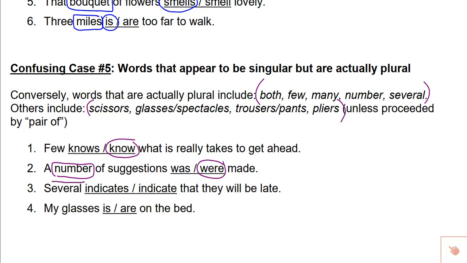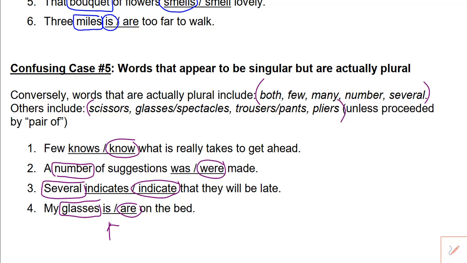Several is actually plural. Several indicate that they will be late. My glasses, that is plural, are on the bed. Even though it's one set of glasses, they're on the bed. Now, if it said, my pair of glasses, then we would choose is on the bed.